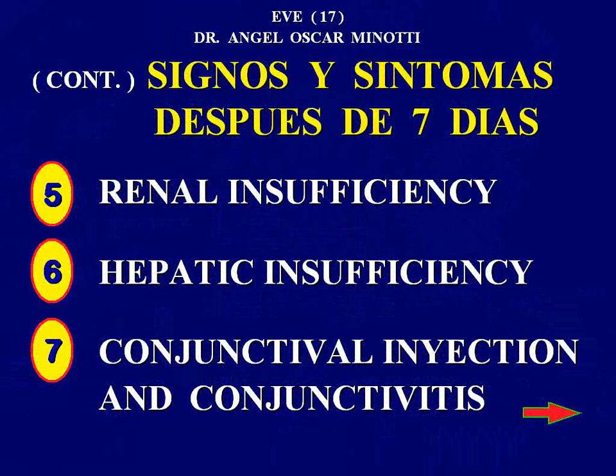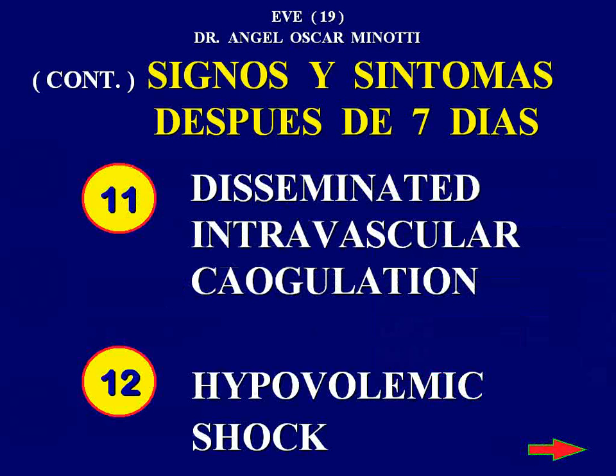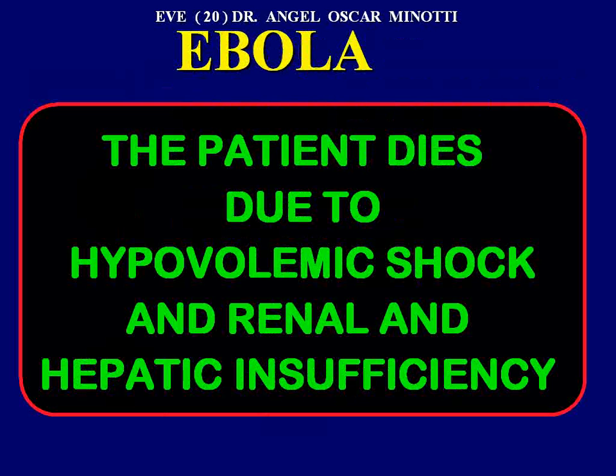Renal insufficiency, hepatic insufficiency, conjunctival injection and conjunctivitis. Swelling of the scrotum and vulva, redness of the palate, coma. Disseminated intravascular coagulation, hypovolemic shock. The patient dies due to the hypovolemic shock and renal and hepatic insufficiency.